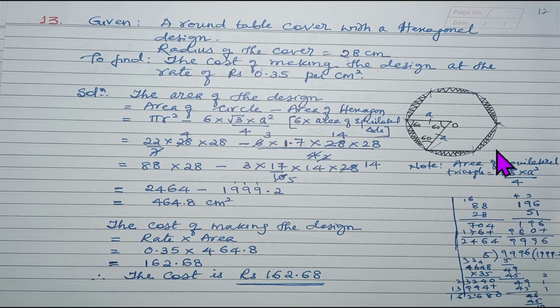Now the area of the design will be the area of the circle minus the area of the hexagon. Very simple. The area of the circle minus the area of the hexagon will give us the area of the designed area, that is the shaded area.